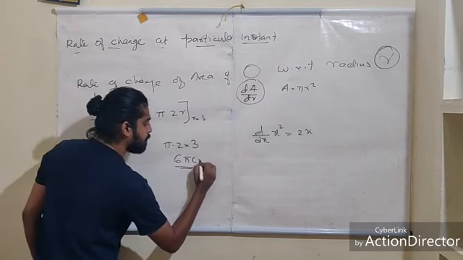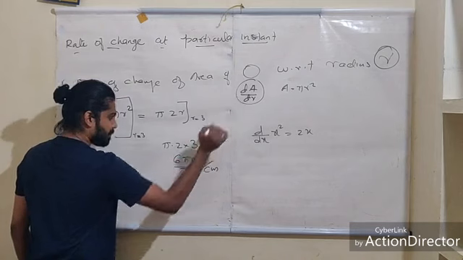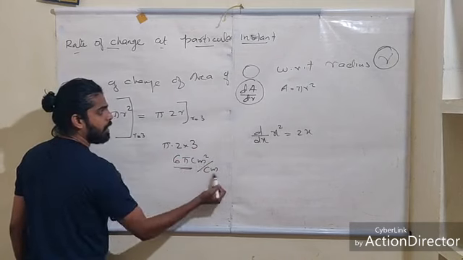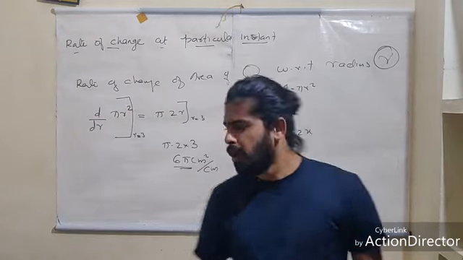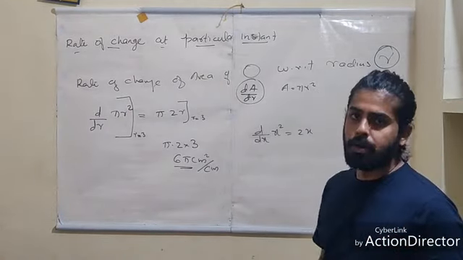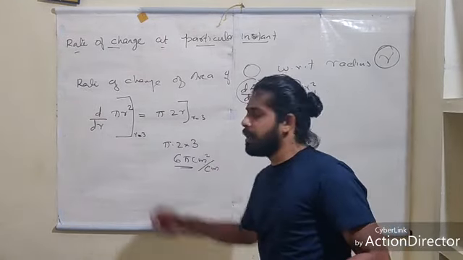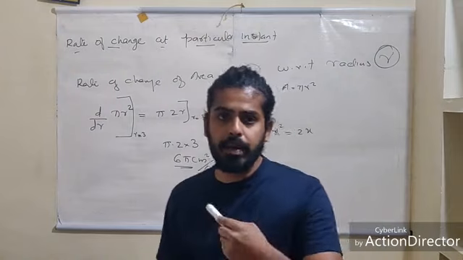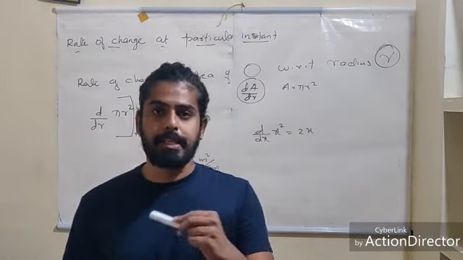So 6 pi centimeter square per centimeter. The unit of area is centimeter square and the unit of radius is centimeter. So 6 pi centimeter square per centimeter, or if you wish you can cancel this and write 6 pi centimeter. This is the rate of change at an instant when radius is 3. At an instant when radius is 5, you can write it on your own, it will be 10 pi. Okay, so let's go to the next question.